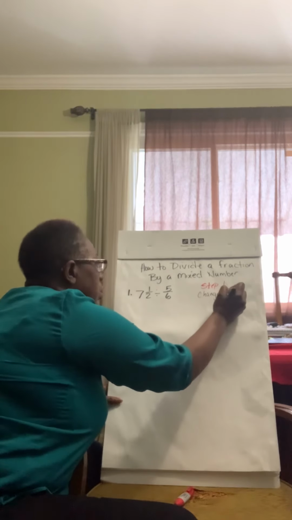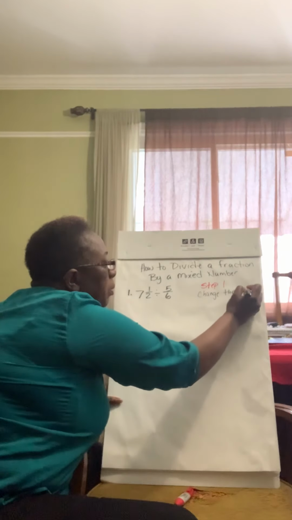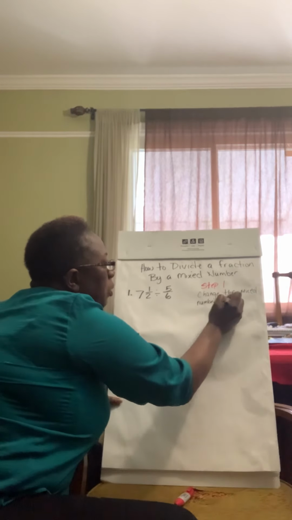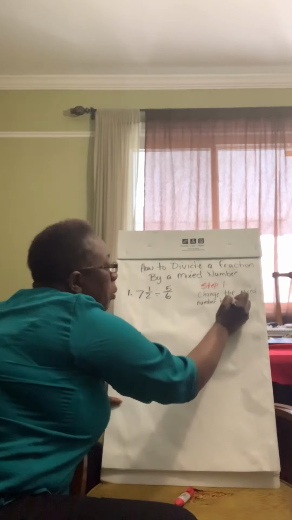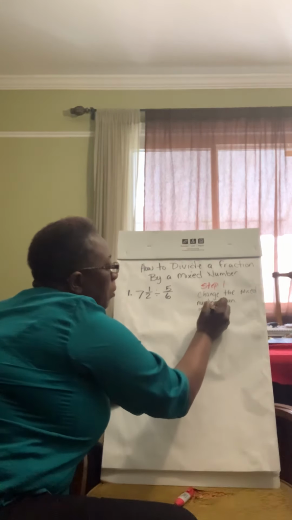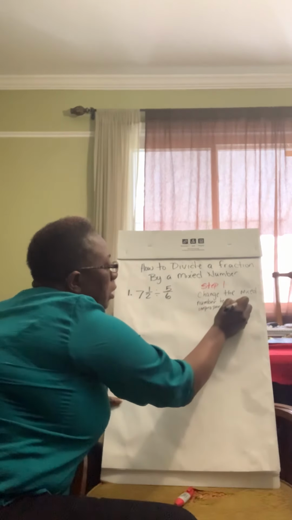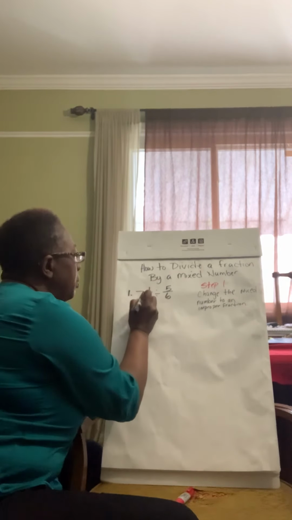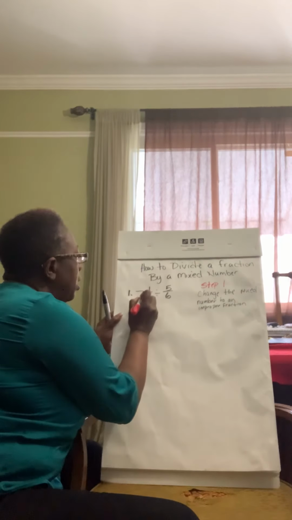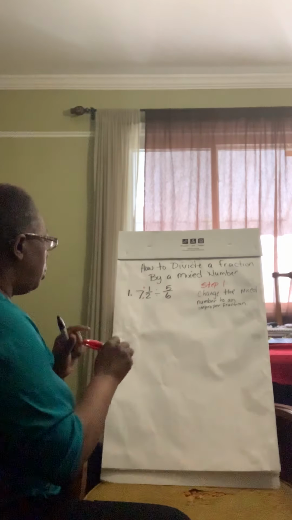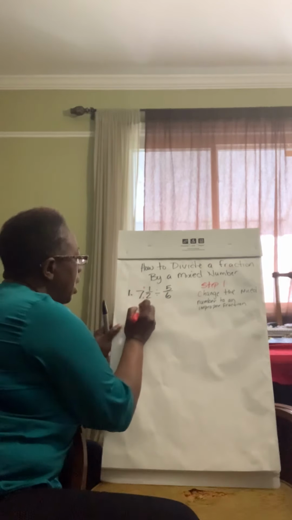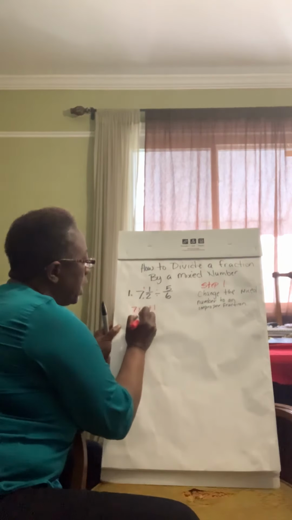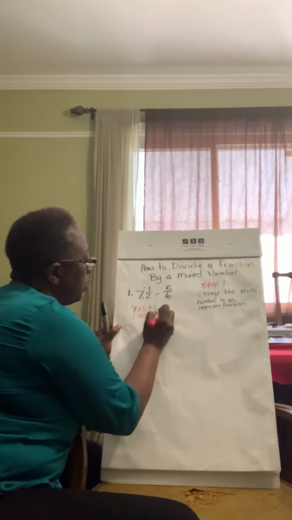So we need to change the mixed number to an improper fraction. That's our first step. So in order to do that, we do times and plus. Let me do it in red so you can see it. So what we're doing is 7 times 2 plus 1. 7 times 2 equals 14 plus 1 equals 15.